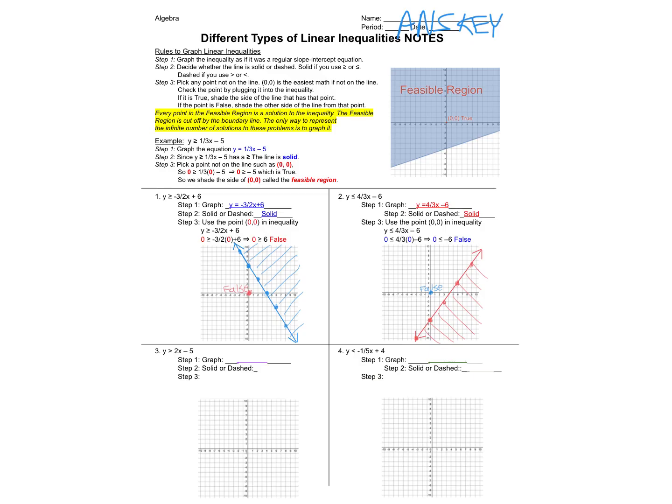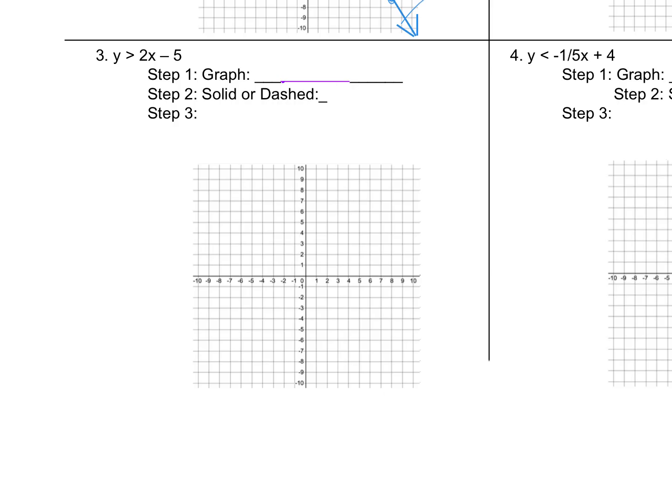Now let's take a look at number 3. For number 3, we have y greater than 2x minus 5. Again, if you haven't tried this, try it now. You probably should be able to do it. Otherwise, it'll look like this. We'll start by graphing what equation? y equals 2x minus 5.